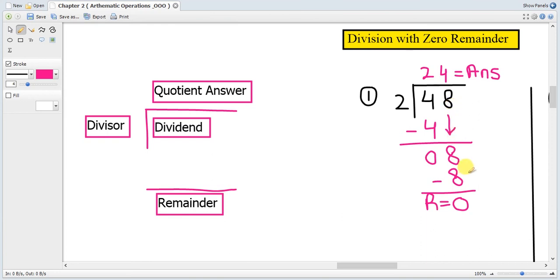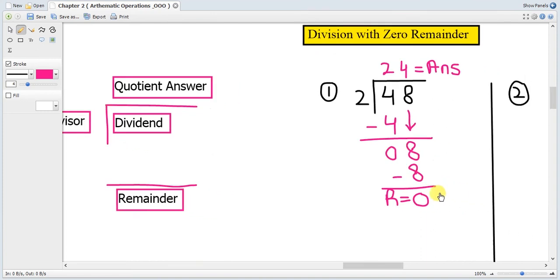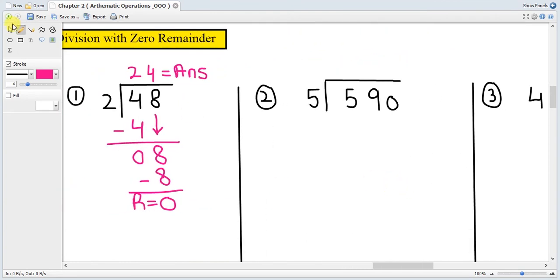So make a habit, start practicing it from today. Make a schedule or a timetable to practice daily these times table, at least 2 to 12, right? Okay, moving on to the next question.